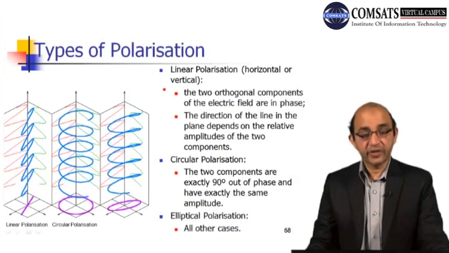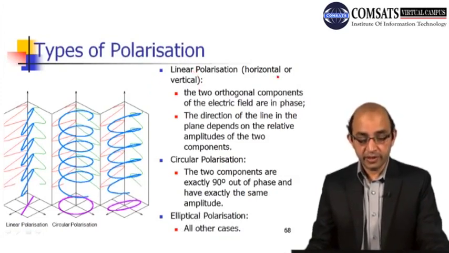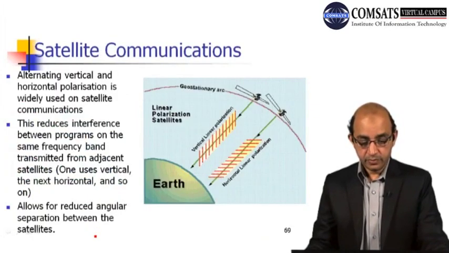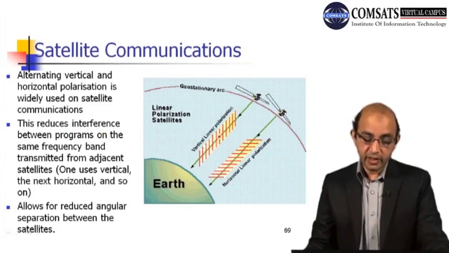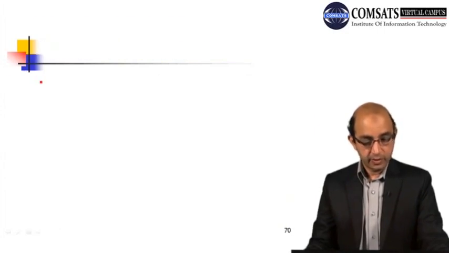So here we have different types of polarization. You can see this is linear polarization, and then we have circular polarization and elliptical polarization. So linear and circular polarization. You can see the effect of polarization when we talk about satellite communication. This is vertical linear polarization and this is horizontal linear polarization. Okay.